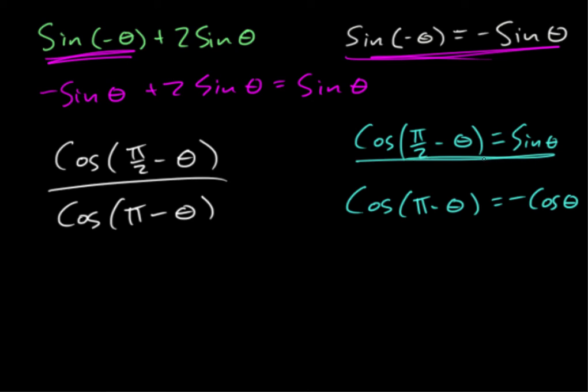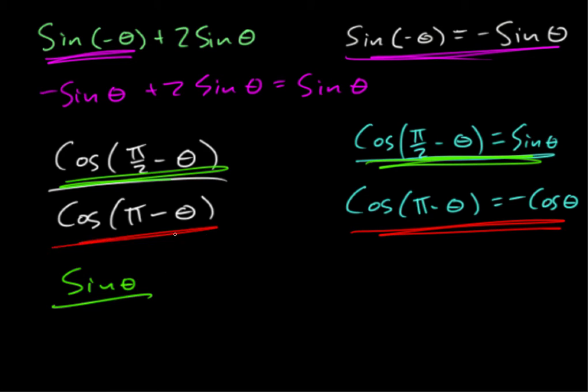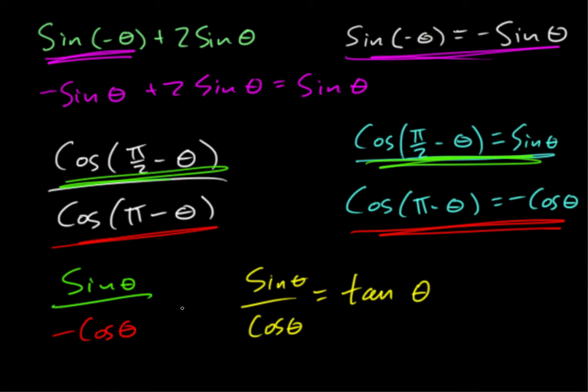So, if I replace this and this, I get sine theta. Then if I replace this and this, I get negative cosine theta. And then we have another relationship that sine theta over cosine theta is equal to tangent theta. And so if we do that, we still have a negative left over, so it's just negative tangent theta. Okay.